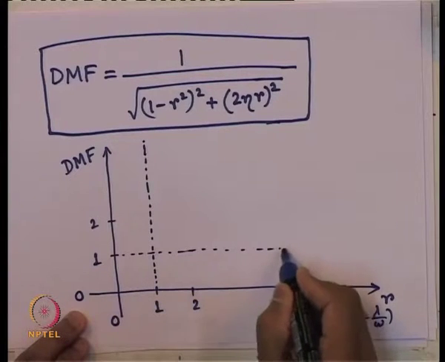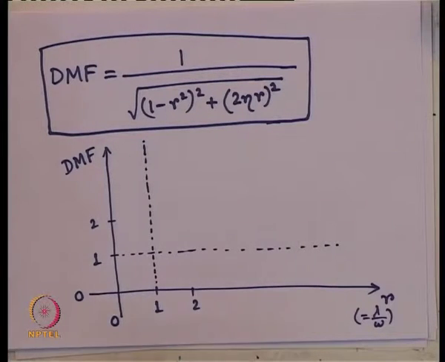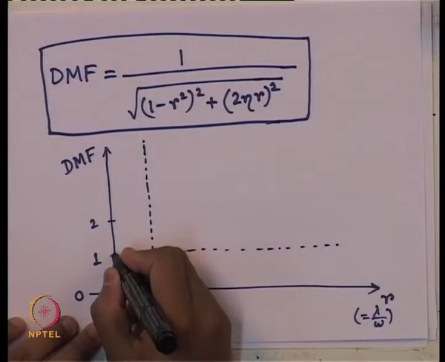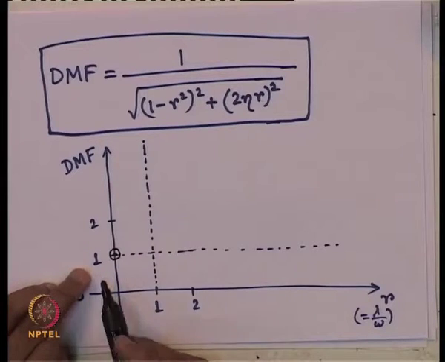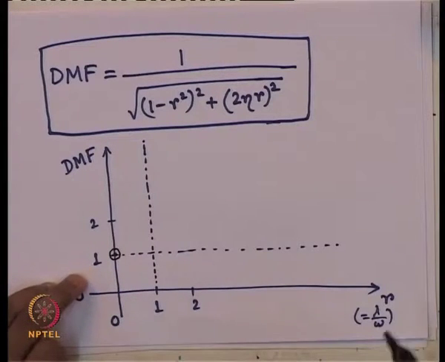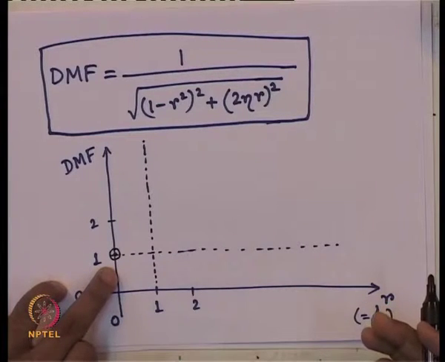So, I am just drawing a few lines. The starting point, when r equals 0 and eta equals 0, the DMF is always 1. That is, static displacement equals dynamic displacement, because we do not have any vibration, we do not have any dynamic load applied on the system. So, of course, it has to be 1.